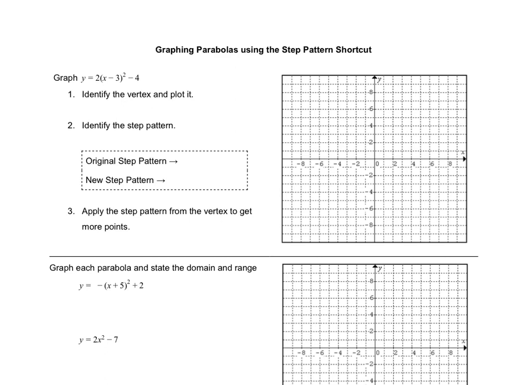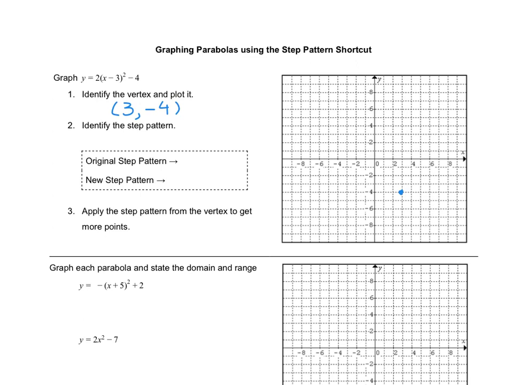So for this first example, y equals 2(x minus 3) squared minus 4. Hopefully we know that the vertex is positive 3, comma negative 4. And that should make sense because based on our transformation knowledge, we know that this parabola should be shifted to the right 3, down 4. So let's go ahead and plot this vertex. There it is. Now, let's identify the step pattern.